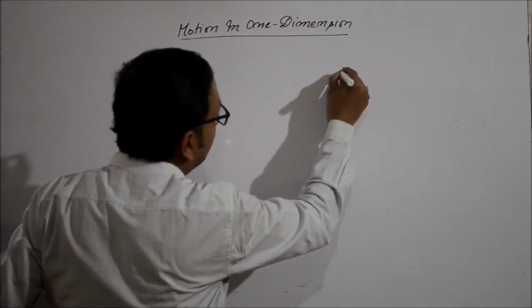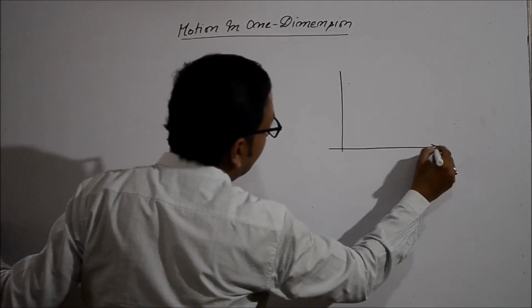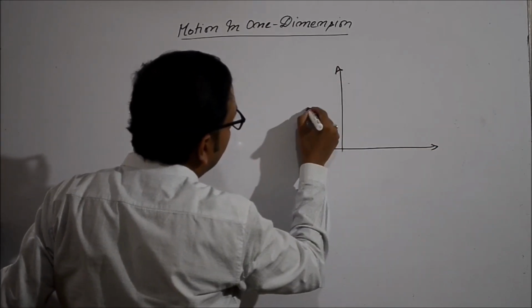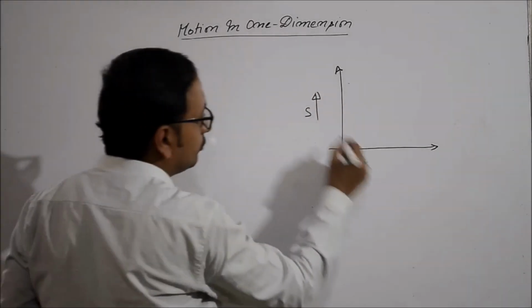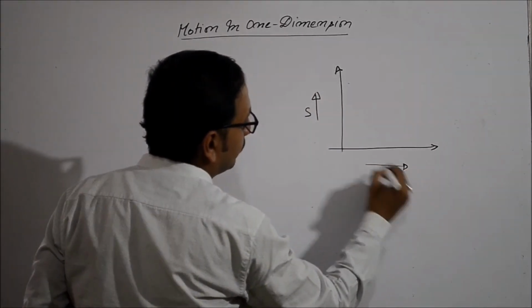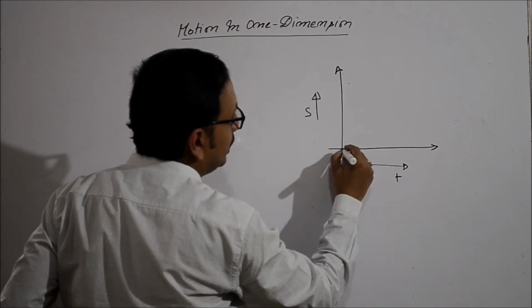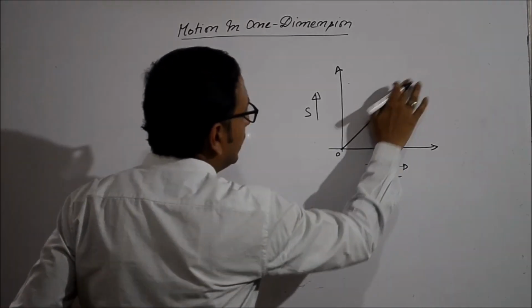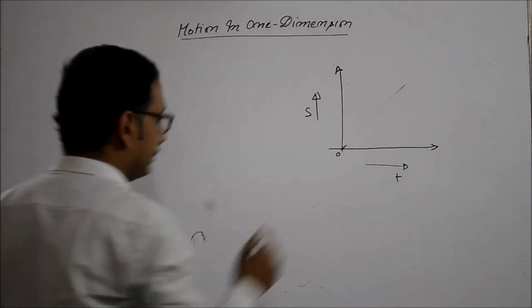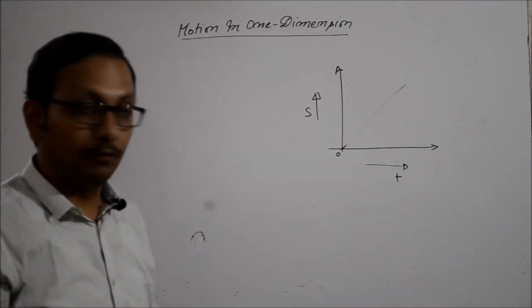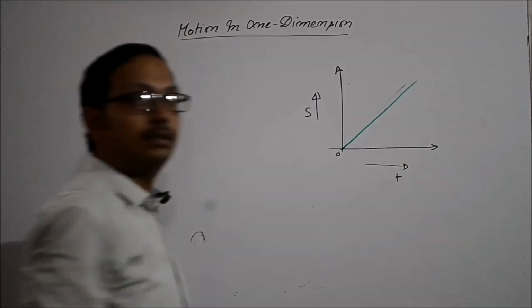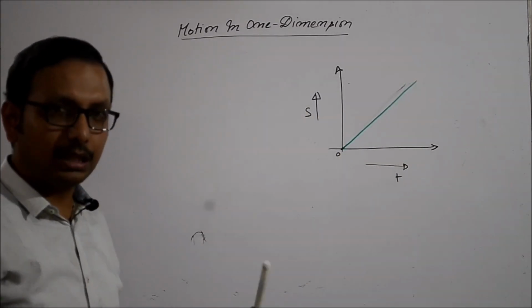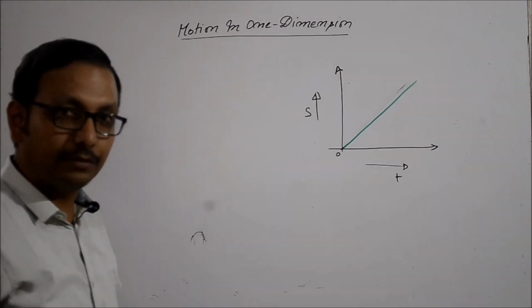Now suppose this is a graph where this is your displacement. Displacement or distance we can write as S. This is your time. Suppose a body started from initial point O and is continuously moving. Let me do it in a different color, that will be helpful for you. So say this is the motion. That means this is a graph. Any problem in understanding the graph? Now see here.